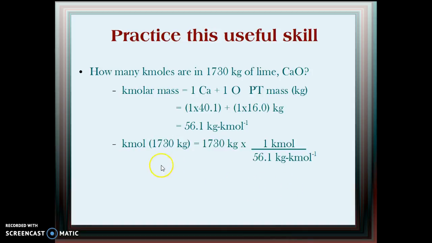We then do the same kind of math we did before. The kilomoles in that amount of calcium oxide is 1,730 kilograms, notice just 3 sig digs, times 1 kilomole per 56.1 kilogram per kilomole, and we get 30.8 kilomoles. And so we can see that no matter what we use, we're going to be able to find any quantity, the kilograms or grams or milligrams, from the molar number or the number of moles from the mass.